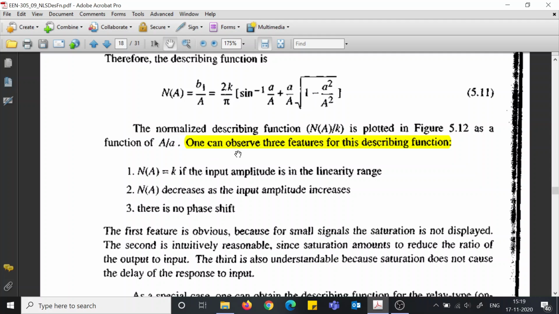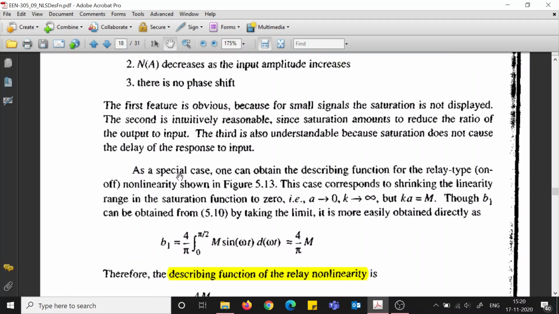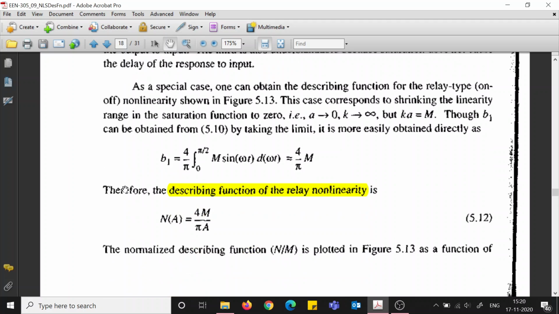So we can observe some features of this describing function. Na will be completely equal to k if the input amplitude is in the linearity range. So it is obvious that it is simply k. Na decreases as the input amplitude increases, and there is no phase shift. All these are quite obvious observations and are explained in these paragraphs. And there is a derivation from this describing function.